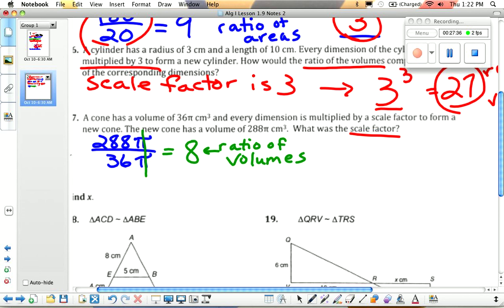John? Well, I don't really know how to explain it, but I know what the answer is. Oh, you do? What is it? 2. 2. Because we're really looking for what cubed is 8. That's what we're looking for. What number cubed is 8? What number times itself 3 times is 8? 2 times 2 times 2. The scale factor is 2.